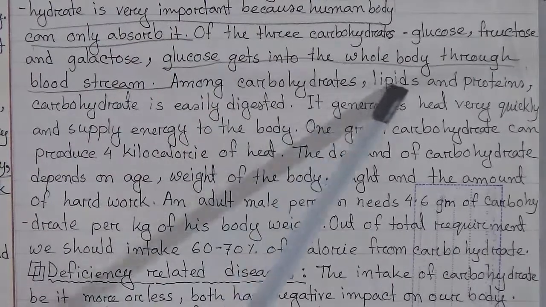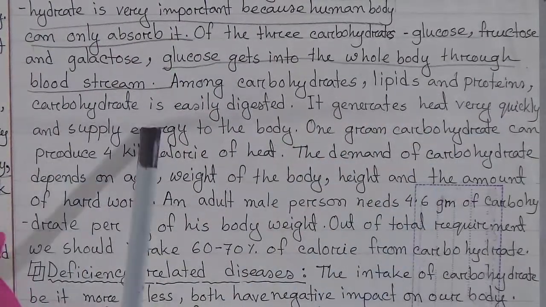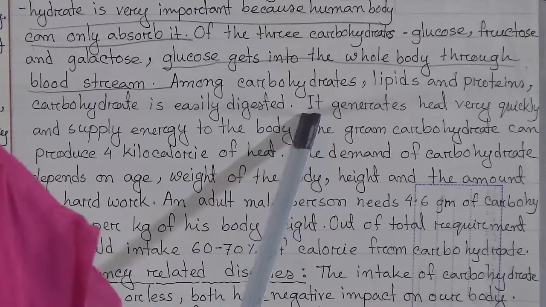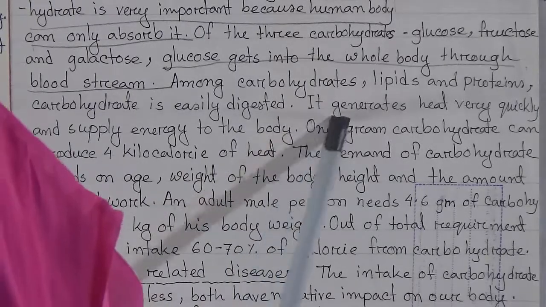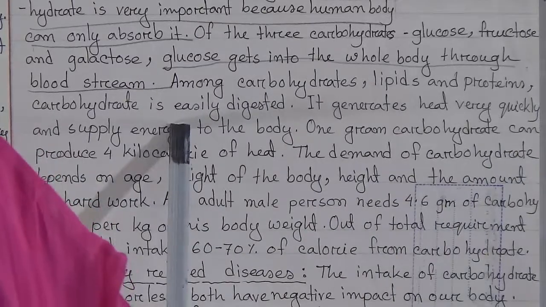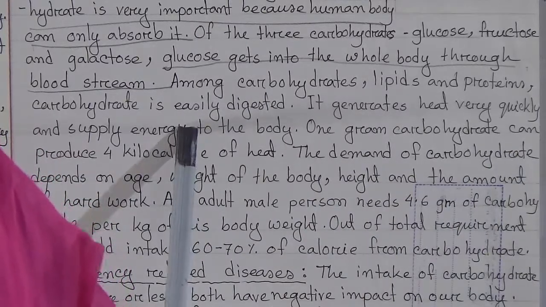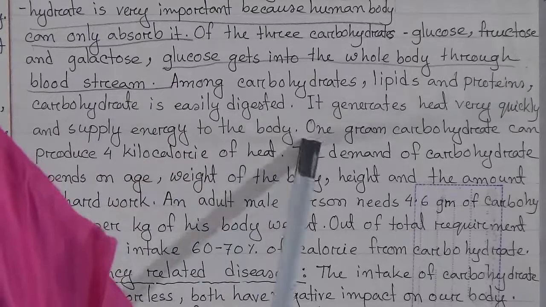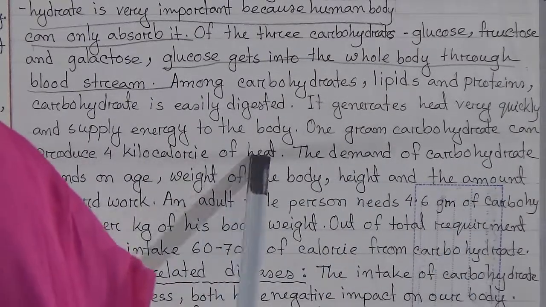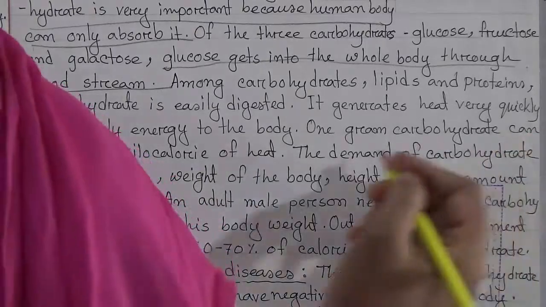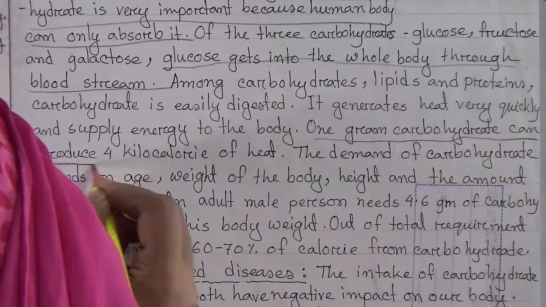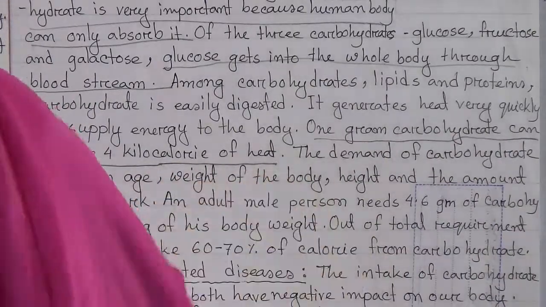Among carbohydrates, lipids and proteins, carbohydrate is easily digested. We have already said this and marked this line. It generates heat very quickly and supplies energy. To the body, 1 gram of carbohydrate can produce 4 kilocalories of heat.